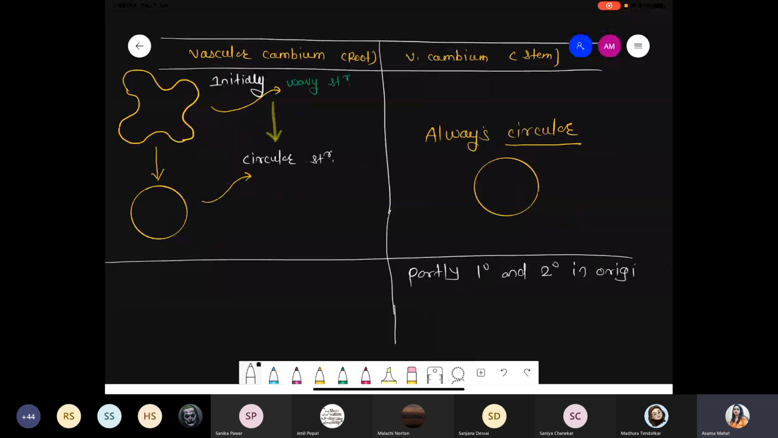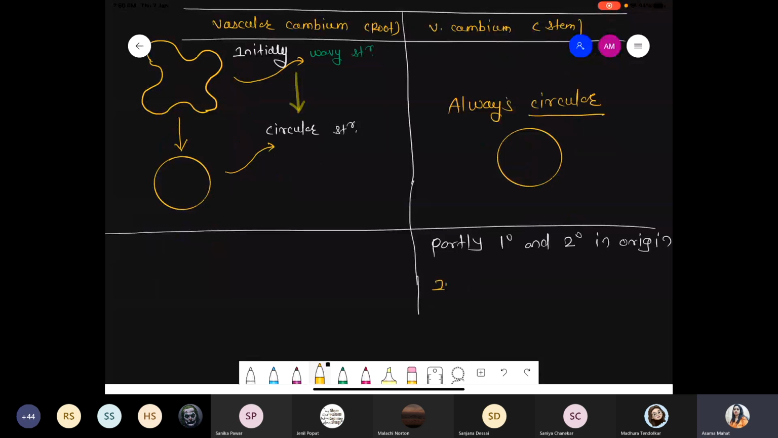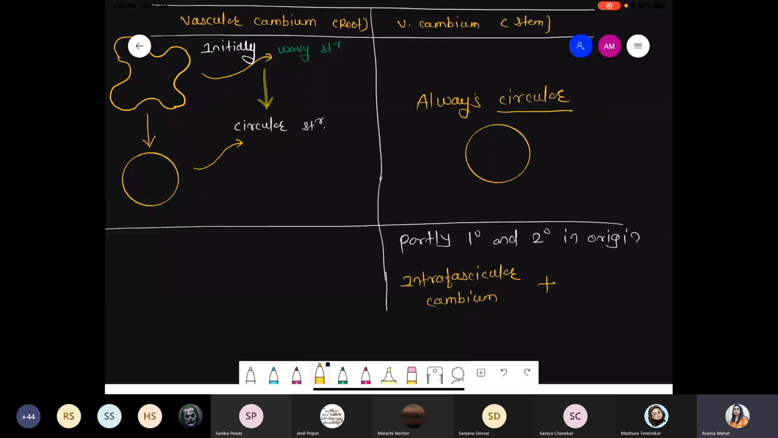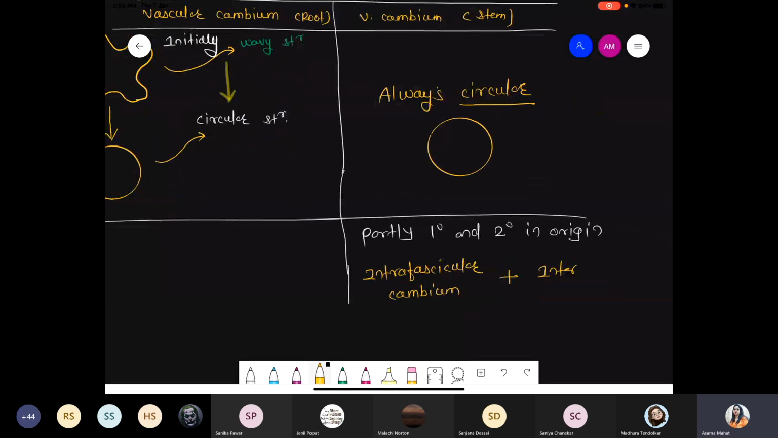Partly primary as well as secondary. So I hope you remember, we discussed that there is a presence of the intrafascicular cambium, which is a primary part. Now they join with the interfascicular cambium.